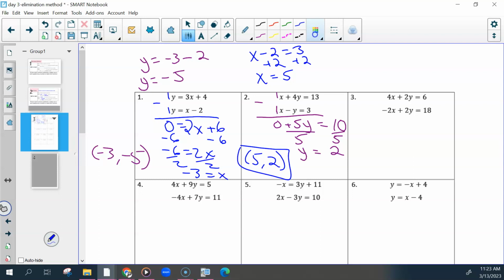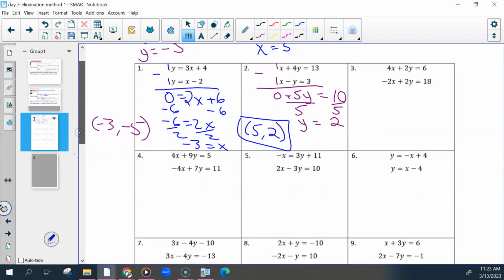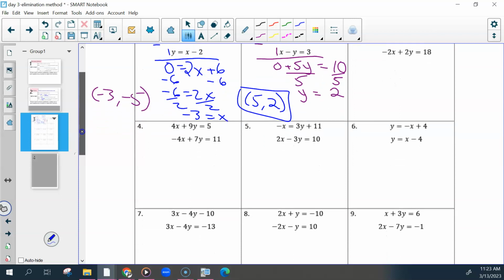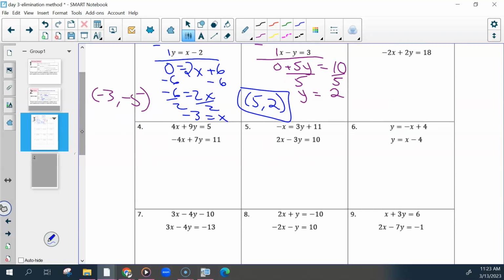Let's move on to the next one. Let's skip 3 and go to 4. 3 would be the same thing. You can find your common coefficient and then eliminate. For 4, the x's have the same number, but one of them is negative. That doesn't matter. So we can still choose x to eliminate.